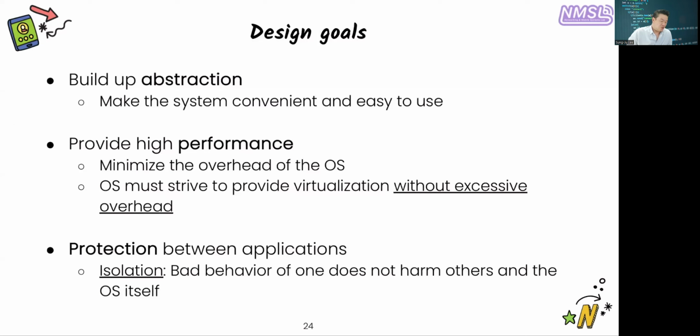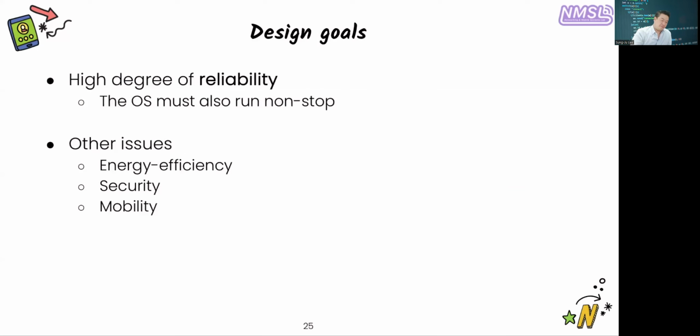There needs to be protection between applications, meaning you want some isolation. So bad behavior of one should not harm others or the OS itself. If there is something bad, something nasty, it's isolated. High degree of reliability, right? So it should be able to run nonstop, right? If the computer is on, it should be able to run, right?